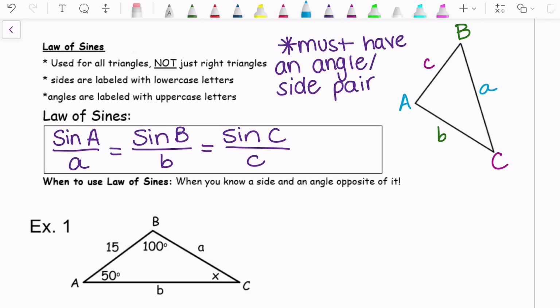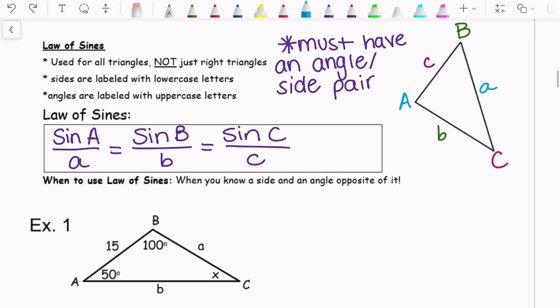In this video, I'm going to go over how to use the law of sines to find either a missing side or a missing angle in a triangle that isn't a right triangle. So if you're looking at the picture here where I have A, B, and C labeled, it doesn't matter where you start labeling your angles, but if I label this angle A, across from it has to be side A, and I use the lowercase letter of that angle.